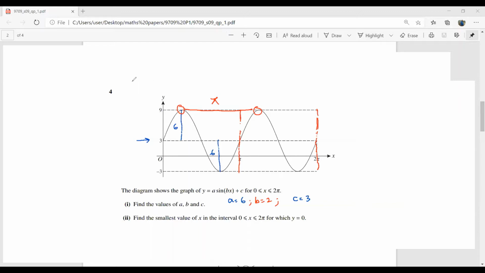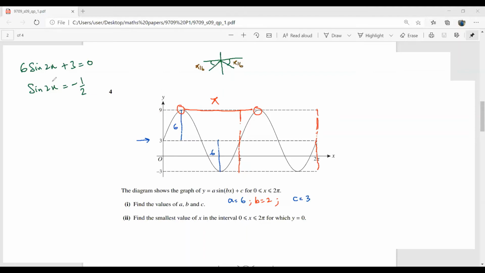Now we know that our y is basically 6 sine 2x plus 3, and that is equal to 0. This will give us sine 2x equal to minus half. You know that sine is negative in these two quadrants over here, and we can write its exact value here. That is going to be pi by 6. This is pi by 6 and this is pi by 6.